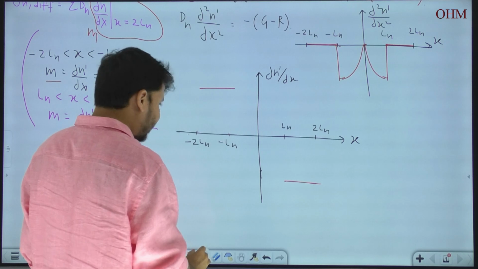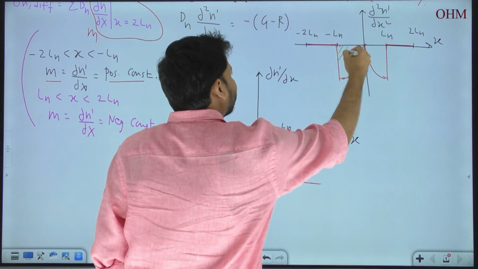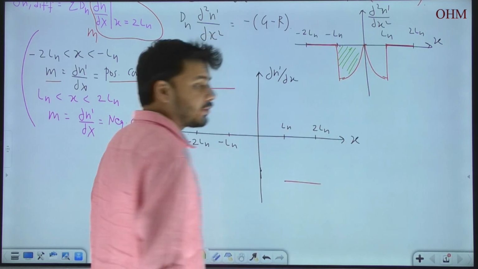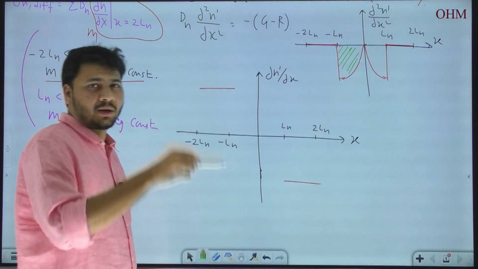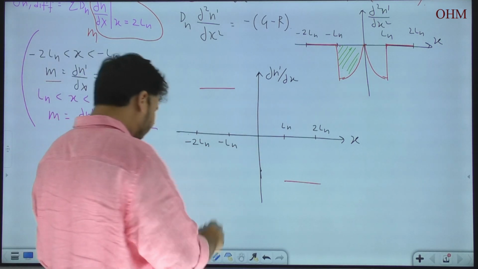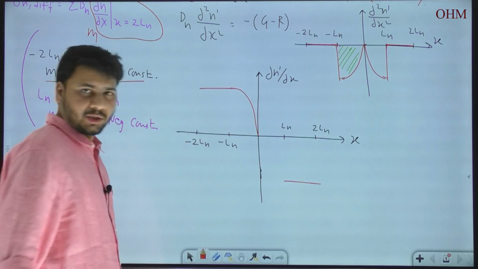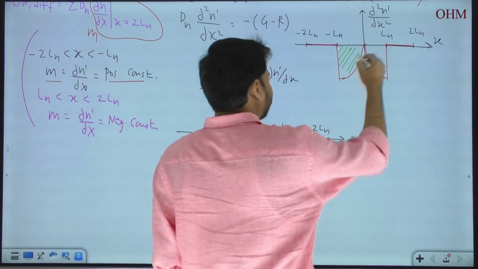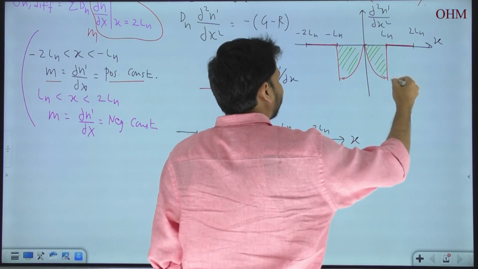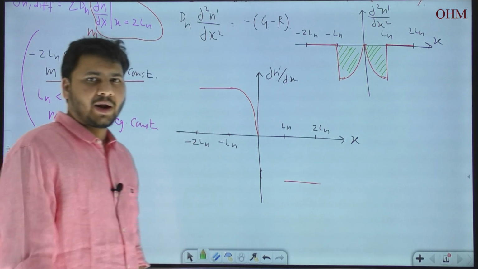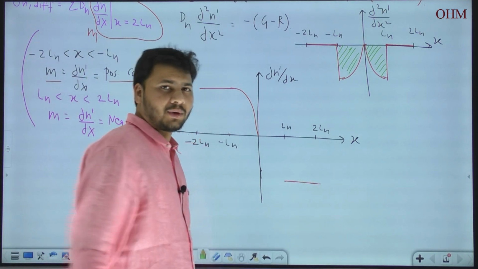But beyond minus ln, are we not adding negative area? If you keep on adding more and more negative area, then the value of the integral keeps on decreasing. That means this will keep decreasing, something like this. And then you continue to add even more negative area, and beyond ln you are not adding any new area. If you are not adding any new area, then the value of the integral will remain constant.